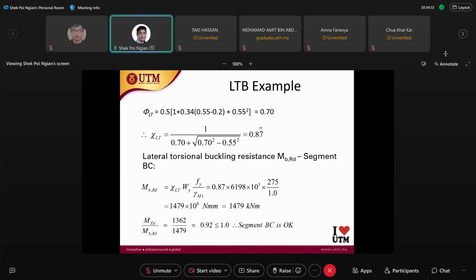So 0.87 we multiply with our plastic section modulus, and then multiply with the yield strength. Our buckling moment resistance is 1479. Compared to M_Ed, we get a ratio of 0.92, which is less than 1. So we can conclude segment BC is adequate.